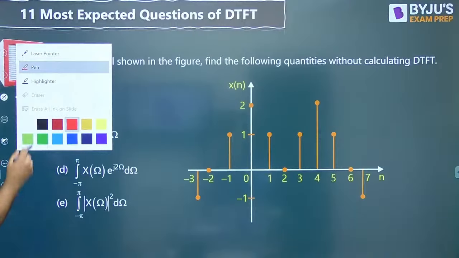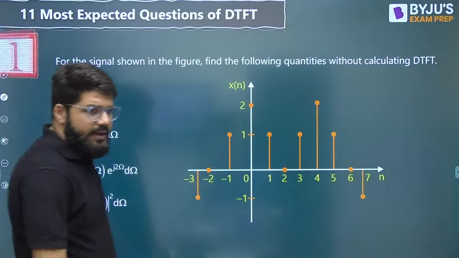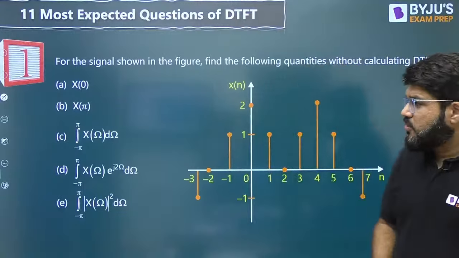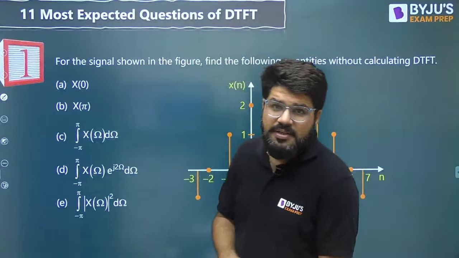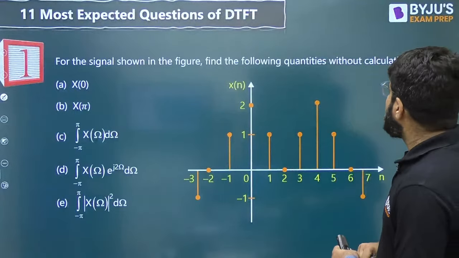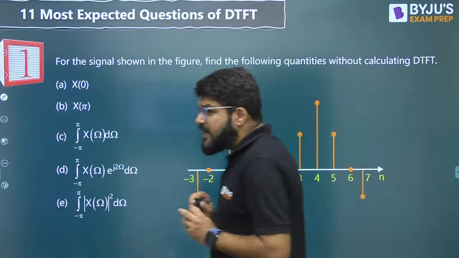So guys, question number 1 for today. Different aspects of DTFT will be covered. This question number 1 itself has 5 different parts. For the signal shown in the figure, find the following quantities without calculating the DTFT.